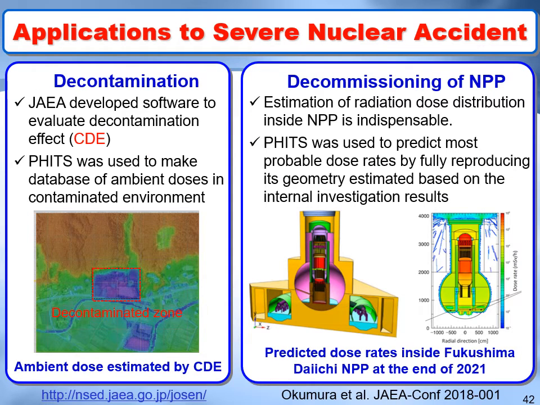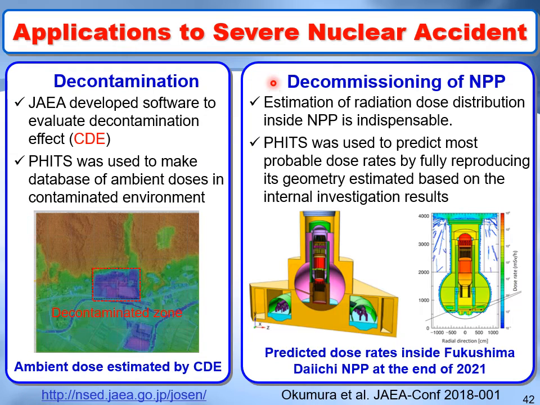The last application introduced here is to severe nuclear accidents. After the Fukushima nuclear power plant accident, large areas were contaminated by radioisotopes, and JAEA developed software to evaluate the decontamination effect, named CDE. In this development, PHITS was used to make a database of ambient doses in contaminated environments.